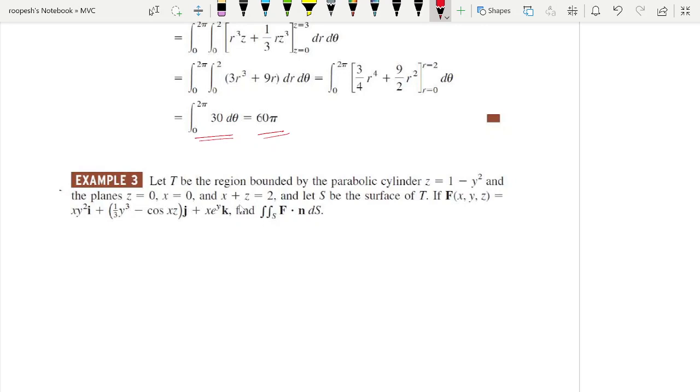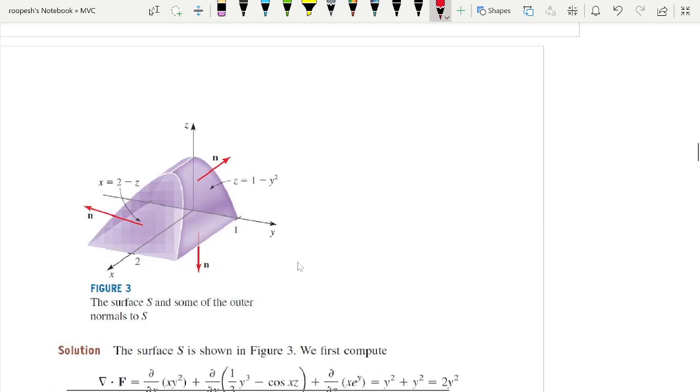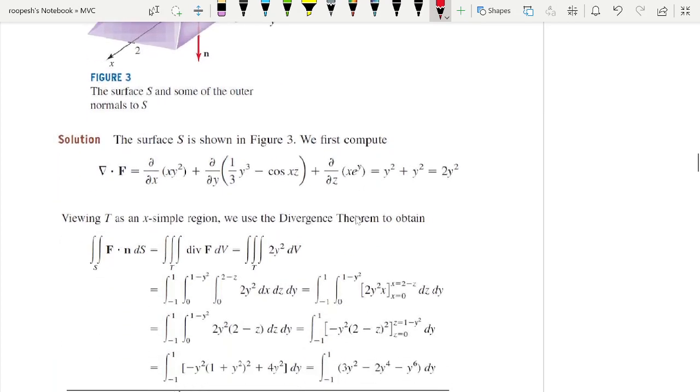And x plus z equal to 2. So we should draw that. So x plus z equal to 2 is this one, right? Now we will get a figure like this. From here we want to calculate the double integral over S of F dot n dS.